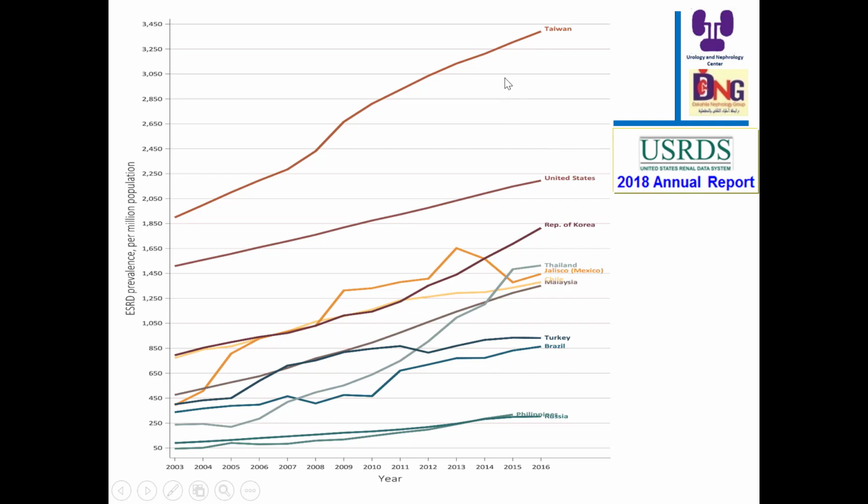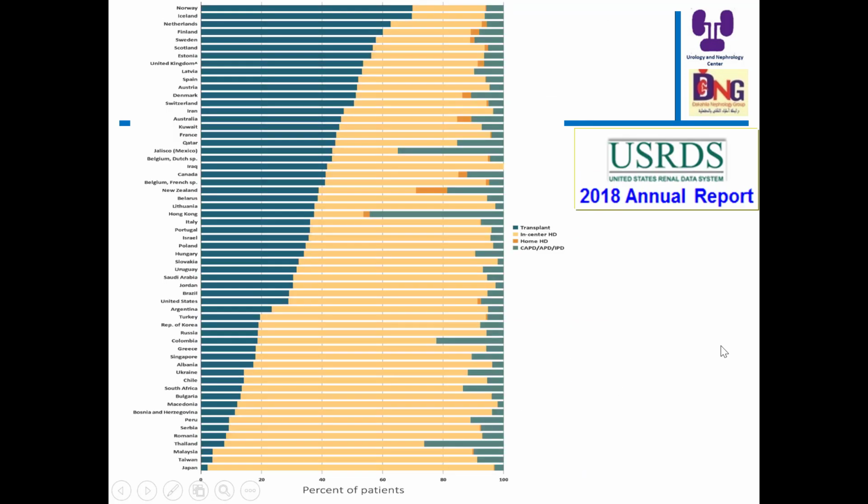This is the figure that shows the top 10 countries according to the prevalence of end-stage kidney disease: Taiwan, United States, Korea, and you can follow the names of countries. One important issue, as there are variations in the epidemiology of end-stage kidney disease, there is variation as well in the modality of replacement therapy.